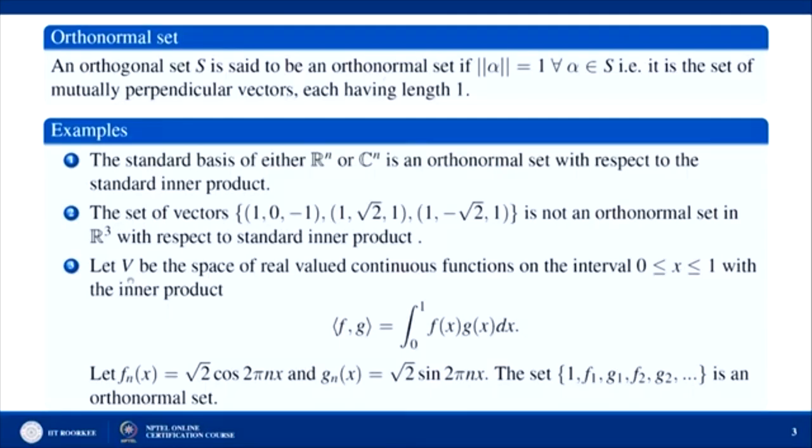Now similarly, if you take the third example where V is a space of real valued continuous functions on the interval x varying from 0 to 1 with the inner product defined like this, where fn is defined like this, under root 2 cos 2 pi nx and gn is this, then this set is an orthonormal set. It is very easy to show. You can take any two. You take f_i(x), which is simply under root 2 cos 2 pi ix. You take g_j(x), which is simply under root 2 sin 2 pi jx.